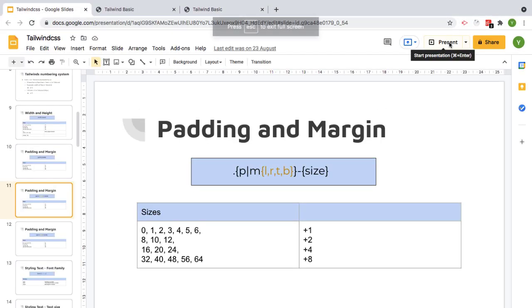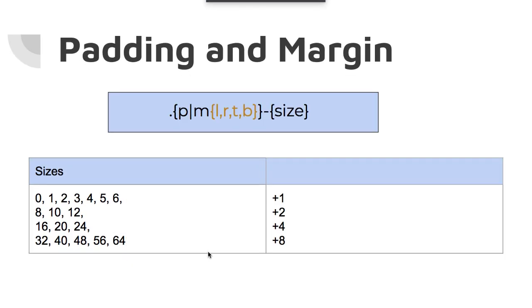Okay, so let's go to the slide and let me present the slide for you. So this is altogether a new slide. Here, as you can see, there is an X and Y. X is representing the X axis and Y is representing the Y axis. So we can add padding and margin to the X axis, meaning to the left and right, or to the Y axis, meaning to the top and bottom, at the same time. So let's see how we can do that.